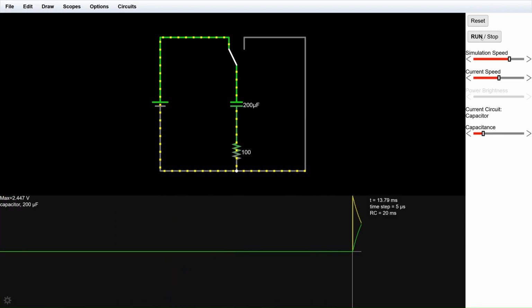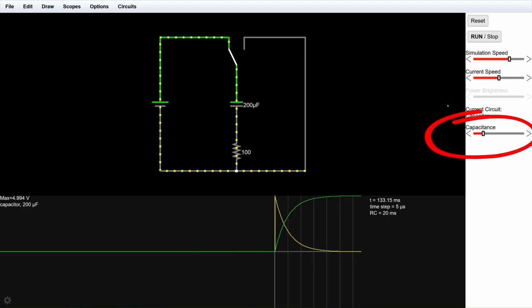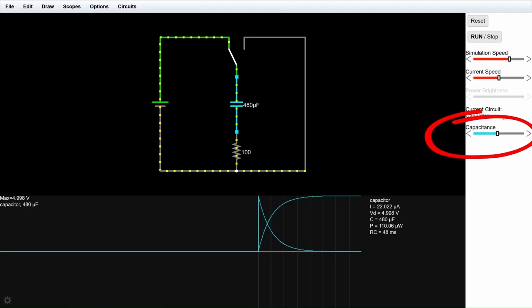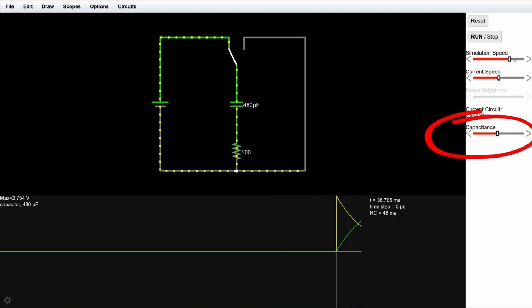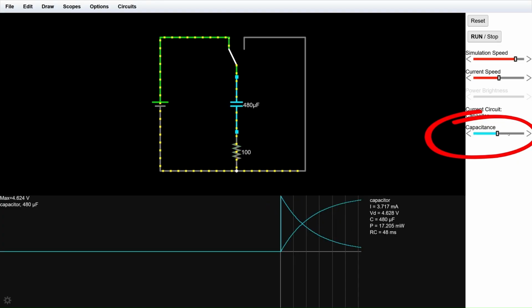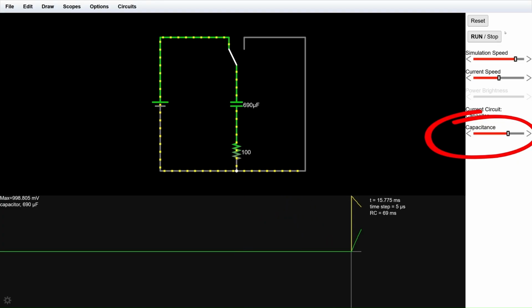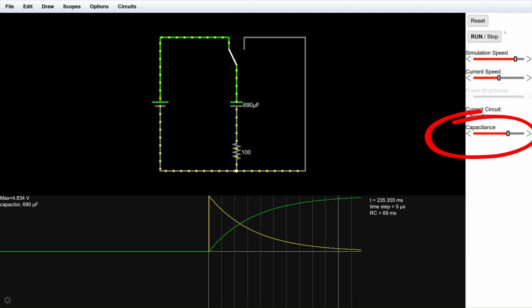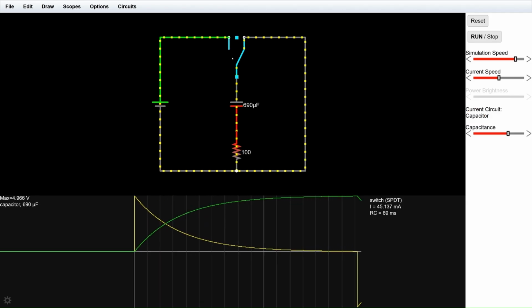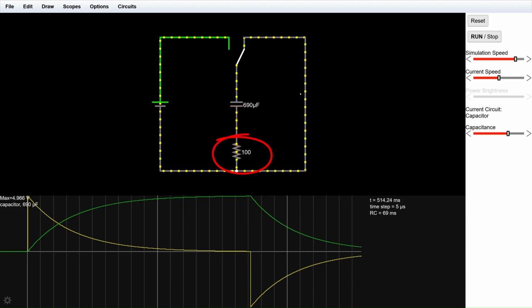Summary. Tau equals the time constant. It determines how fast the capacitor charges and discharges. Charging: current decreases exponentially, voltage rises. Almost full after 5 tau. Discharging: current and voltage decrease exponentially. Almost zero after 5 tau.